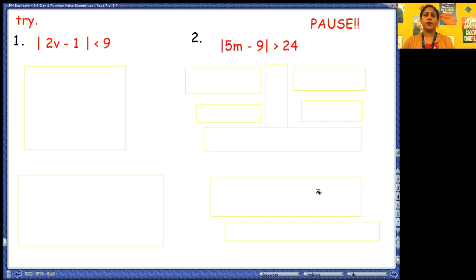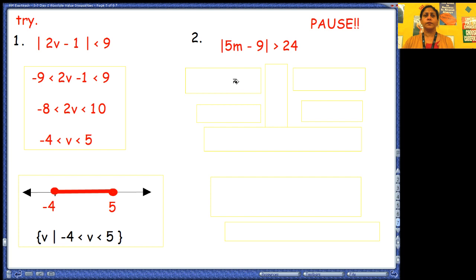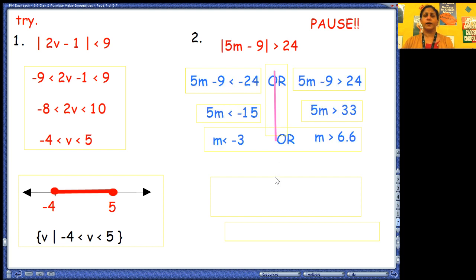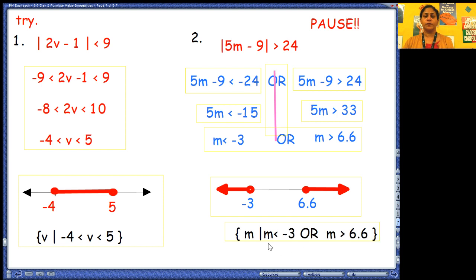So I want you to try these. You may want to pause the video and see if you're getting them right. I'm going to reveal the answers now. And here we go. Make sure you know how to do every little part, the graphing as well as the solution set.